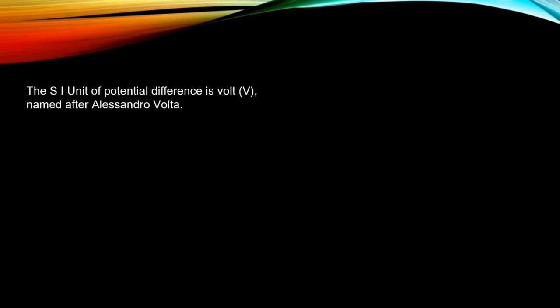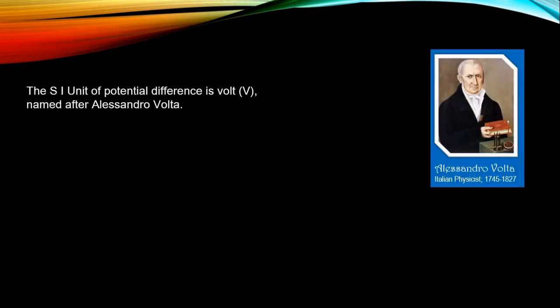The SI unit of potential difference is volt, which is named after the Italian physicist Alessandro Volta, who lived from 1745 to 1827. We have defined that potential difference V is equal to W by Q, and the SI unit for work done is joule, and that of charge is coulomb. Hence, the unit of potential difference can be expressed as joule per coulomb, which is equal to volt.